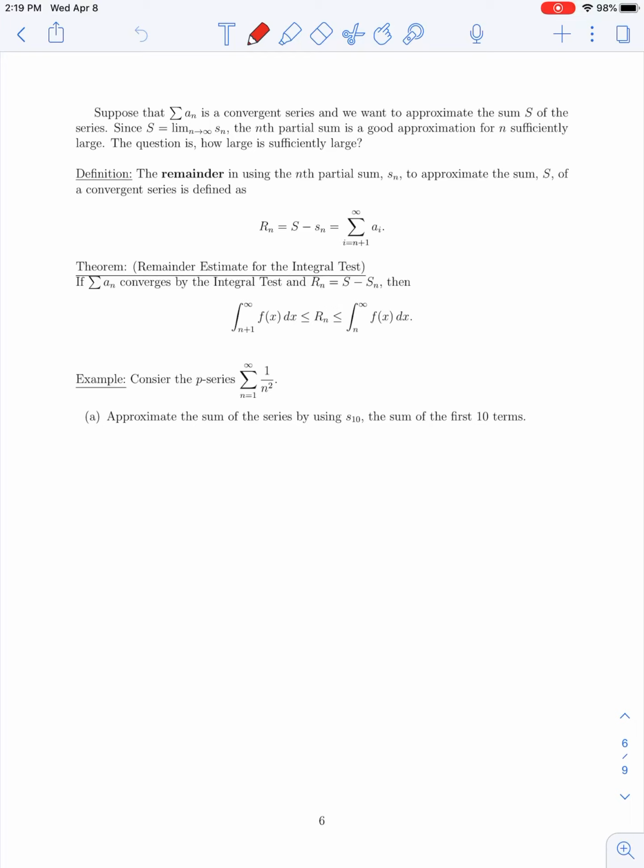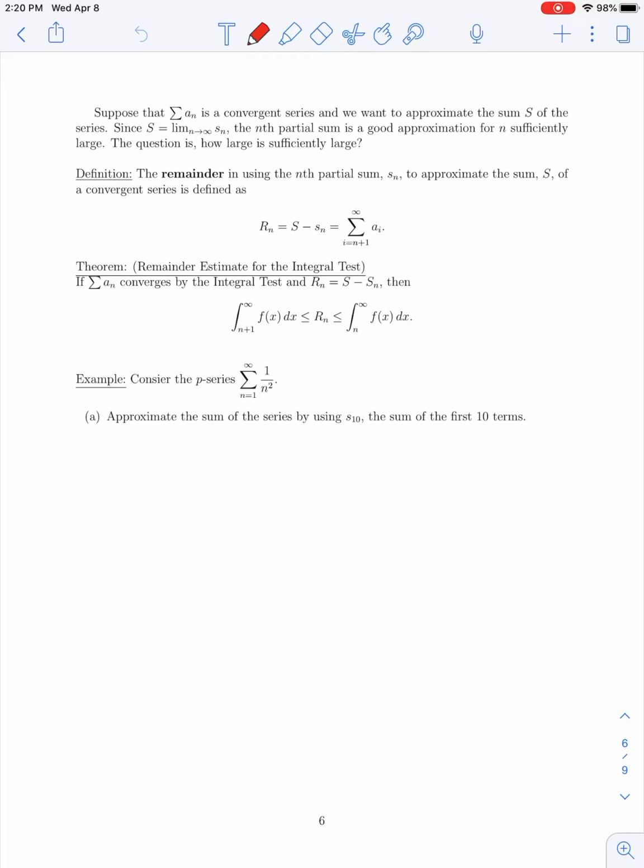But most other series that we work with in this course, we can determine whether they converge or diverge, but if they're convergent, we may not be able to find the sum exactly. But we could approximate it. So that's going to be our problem of interest for today's lecture.